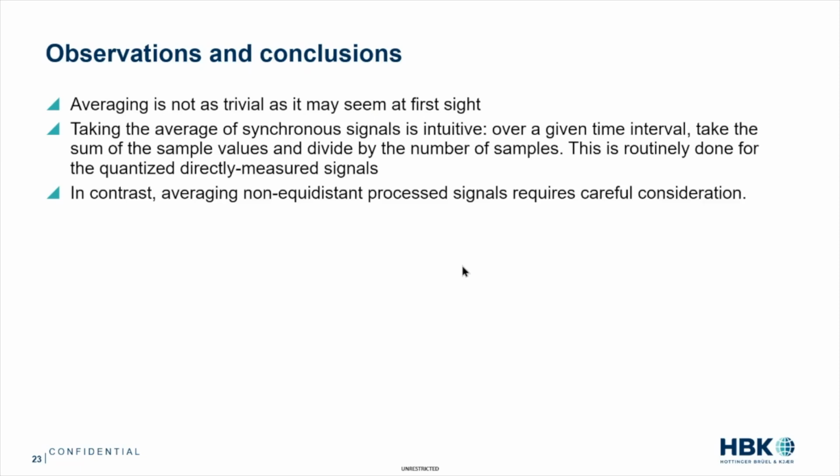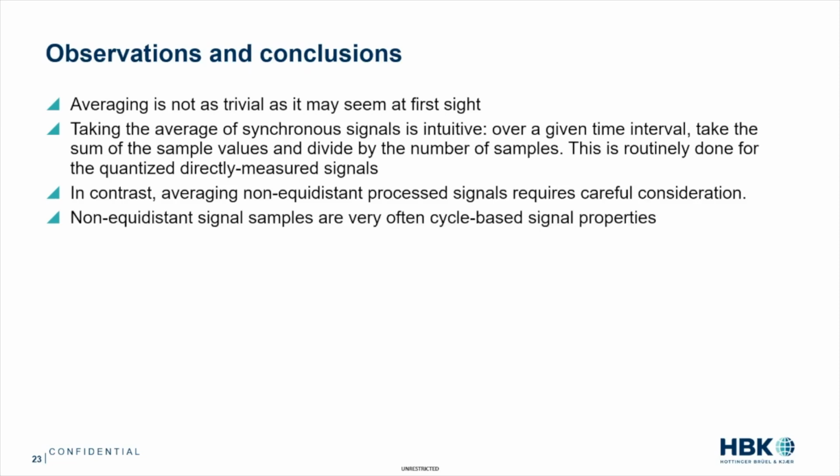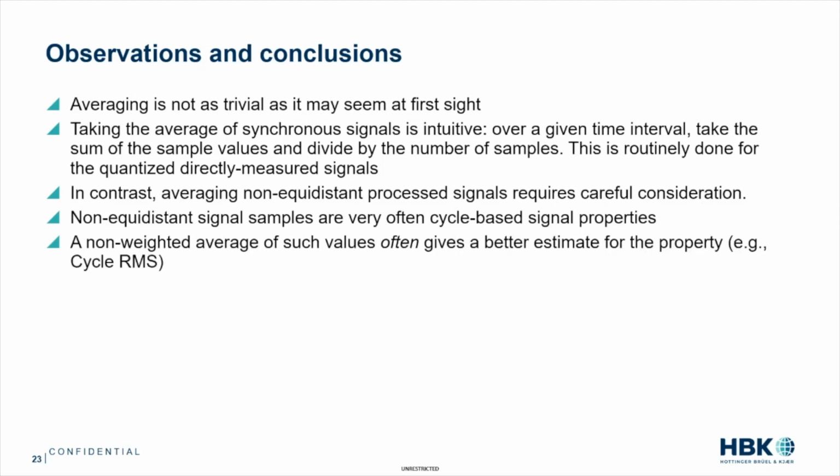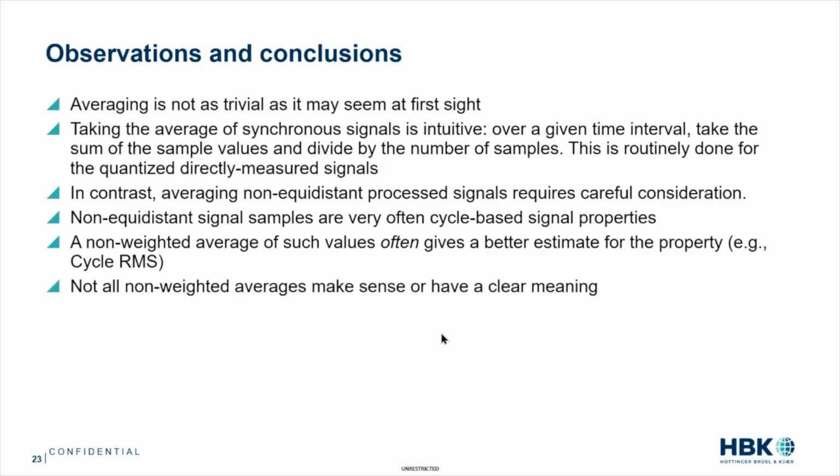In contrast, averaging non-equidistant processed signals requires careful consideration. You really have to think about what it means if I average over 4 cycles or if I take the non-weighted average over a single cycle. So you have to think about it, and there's not, let's say, one silver bullet answer. Non-equidistant signal samples are often cycle-based signal properties, and a non-weighted average of such values often gives a better estimate of the property, for example, cycle RMS. Not all non-weighted averages make sense or have a clear meaning. Maybe they have, but you have to ask yourself, okay, what does it mean then, if I take the non-weighted average of non-equidistant processed sample values.